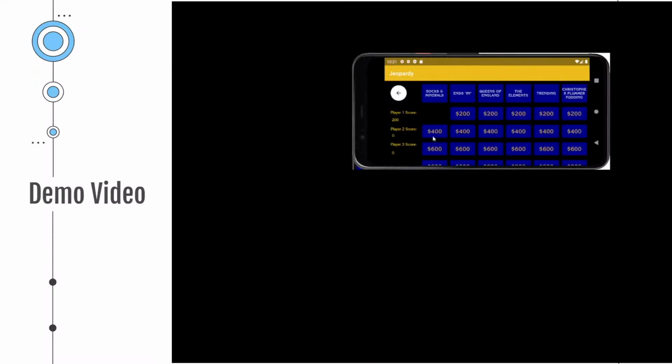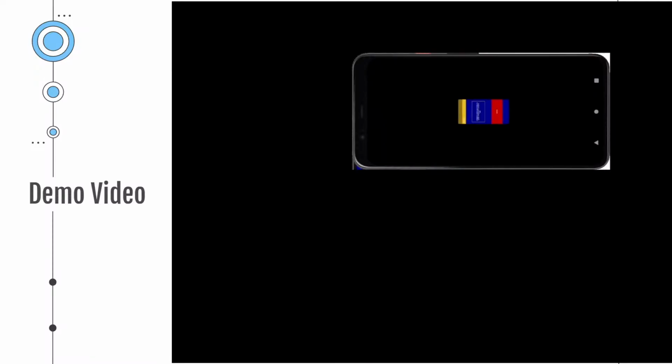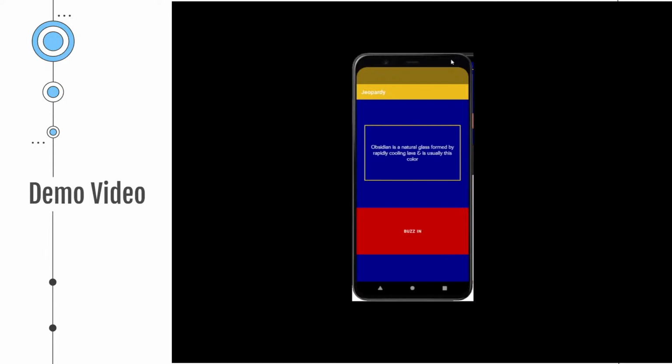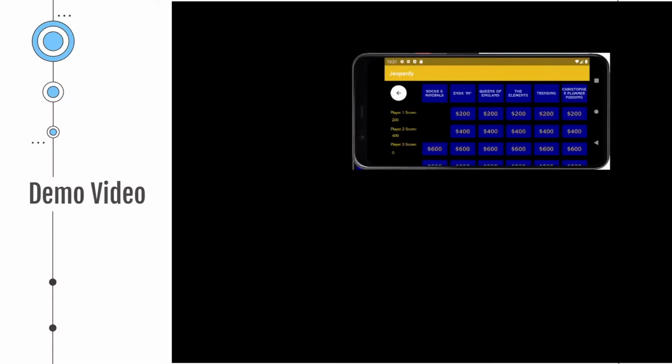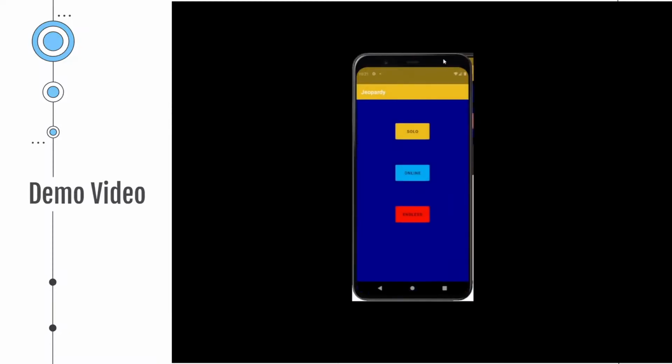Now, we want to do rocks and minerals for 400. But I don't know anything about obsidian, so I think I'm going to let one of the computers have that one. They're going to buzz in and get that one correct, and as you can see, player 2's score is now 400 because player 2 snagged that one for me. And now we're going to head back, and we're going to look at our endless mode.